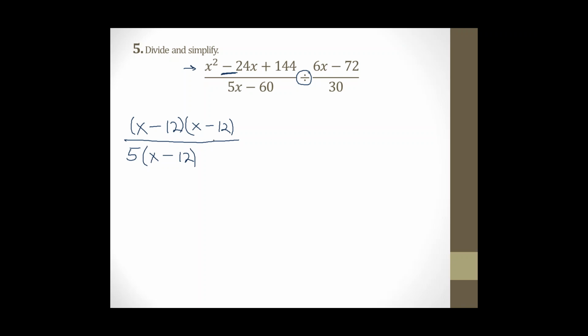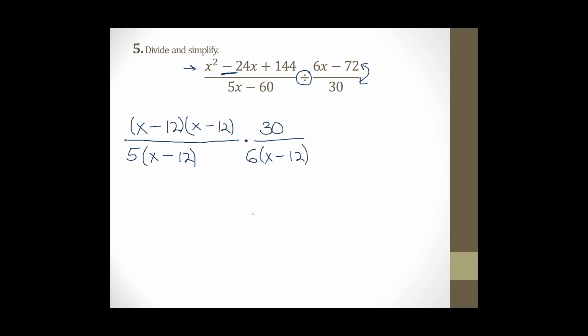Now, remember, change the sign to multiplication and flip. So changing the sign to multiplication and then flipping these. So 30 now is on top. And this, again, I can use greatest common factor to factor that one, because both of these have a factor of 6, and I'm left with x minus 12.